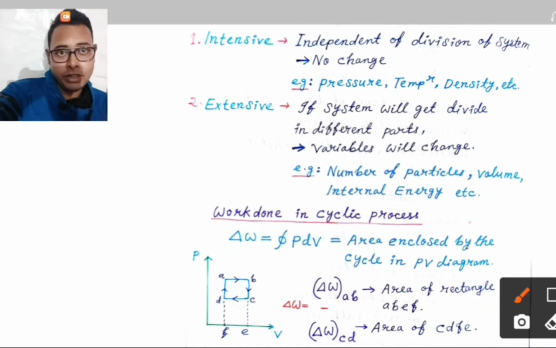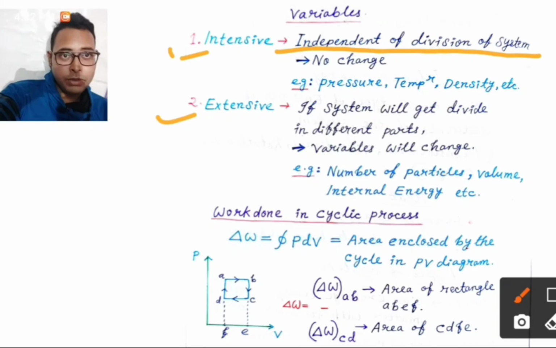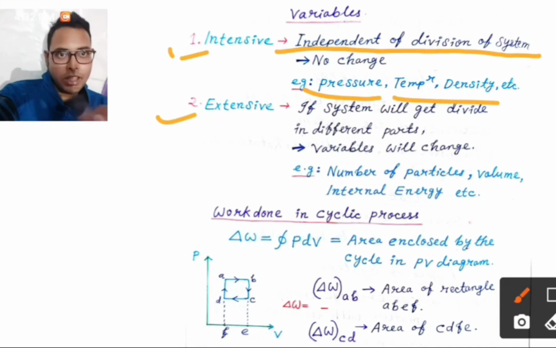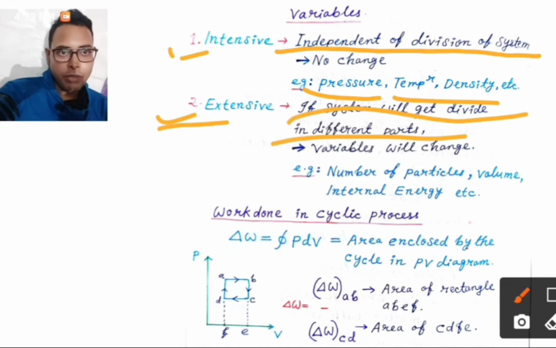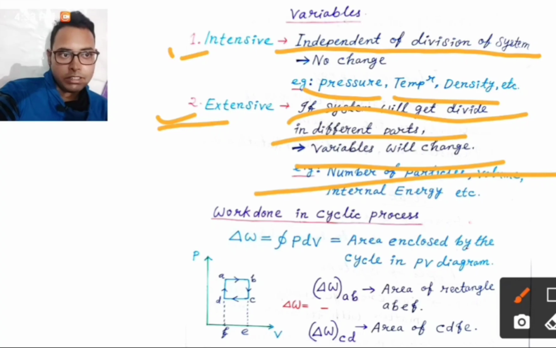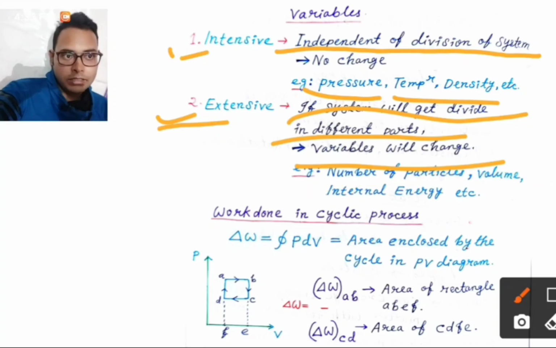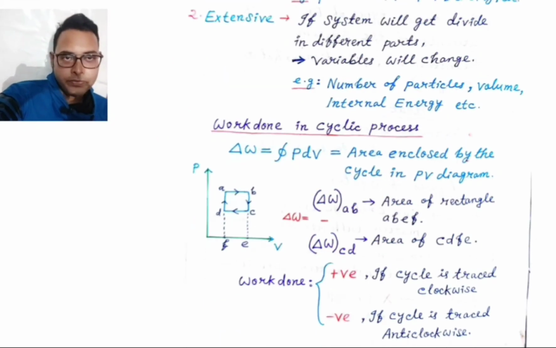There are also variables in thermodynamics. Some of the variables are intensive and some are extensive. Intensive variables are independent of division of the system. If we divide the system, these intensive properties will not change, like pressure, temperature and density. Extensive variables will change if we divide the system into different parts. Extensive variables are the number of particles, volume and internal energy.